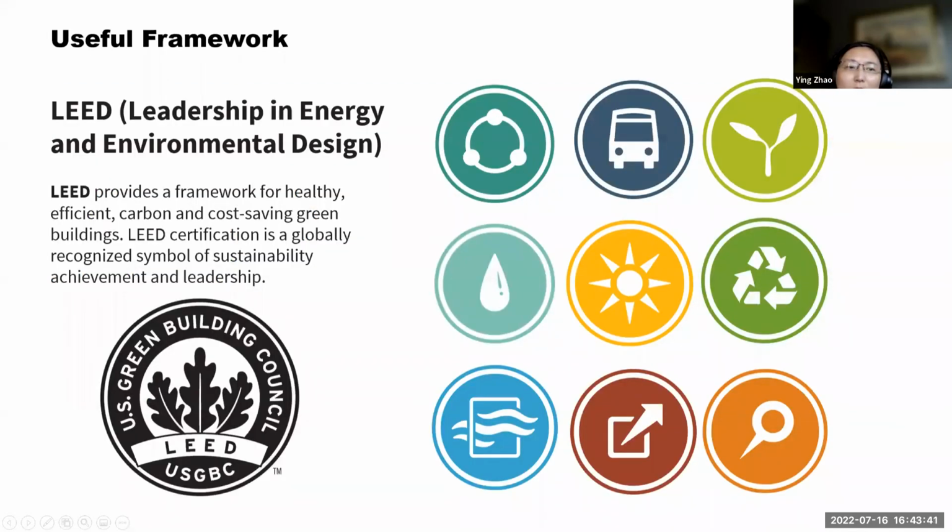Okay, so another thing I would talk about is rating green building design, which covers energy-efficient design frameworks. One is Leadership in Energy and Environmental Design, LEED. It provides a framework for healthy, efficient, carbon- and cost-effective, energy-efficient buildings. It's a globally recognized symbol of sustainability achievement and leadership.